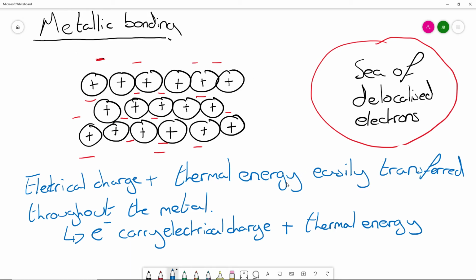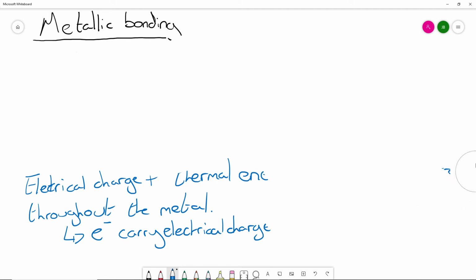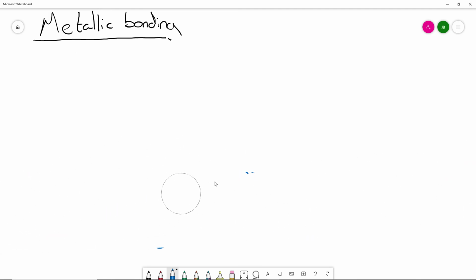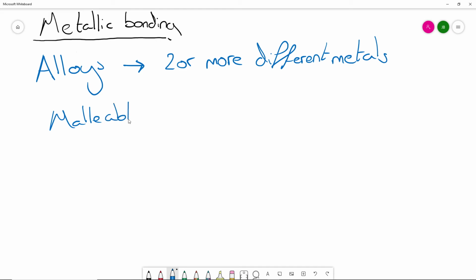So that is all the properties you need to know about pure metals. But we need to now think about some impure metals and what we call alloys. So I'm just going to clear this all and we'll talk about that. So, alloys. Two or more different metals. So it has the same properties apart from, instead of being malleable, it is not malleable this time.